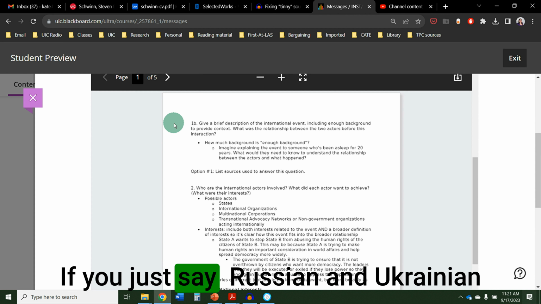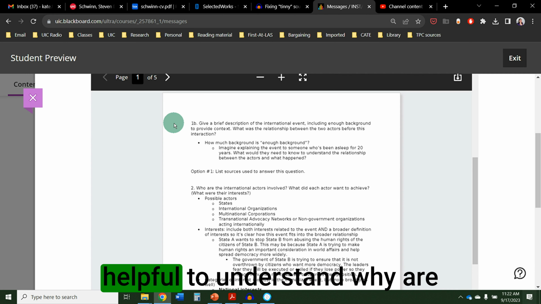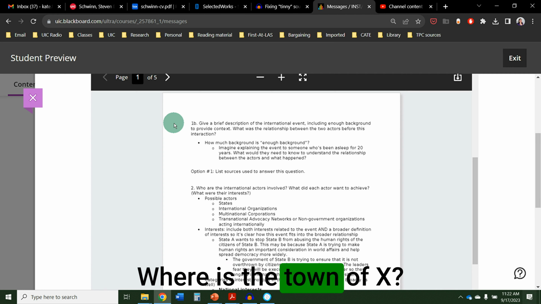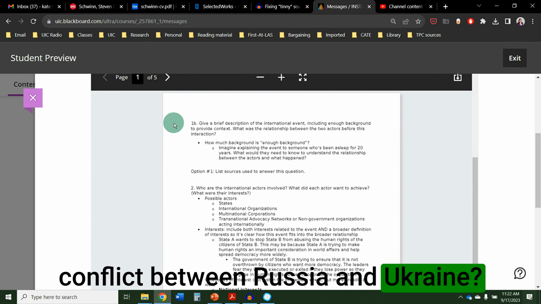If you just say Russian and Ukrainian forces fought in the town of X, okay, that's fine, but it would be helpful to understand, why are Russia and Ukraine fighting? Where is the town of X? What does this mean for the bigger conflict between Russia and Ukraine?